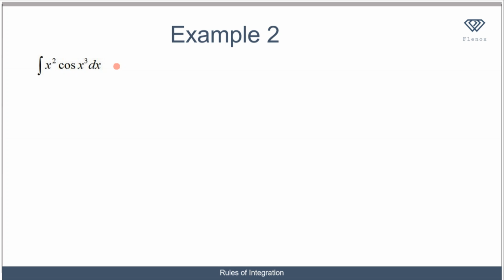In this example, we are told to integrate x squared cos x cubed dx. So how do we go about it? If you look at this critically, when I look at the term underneath, x cubed, when I differentiate x cubed, what do I get? I get 3x squared. And what do I have here? I have x squared. So that means this rule can apply. So I say let u be equal to x cubed. Now I try to find the value of x squared so I can write it out in terms of u also.